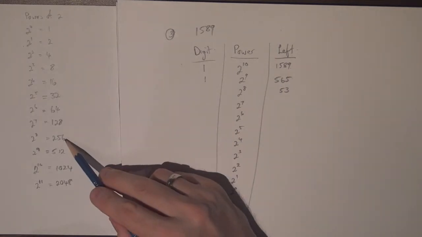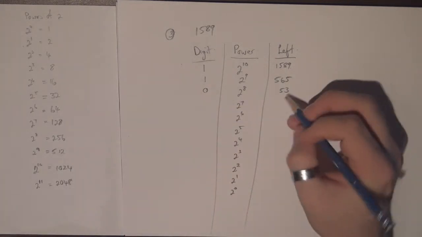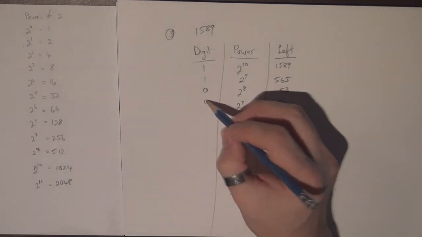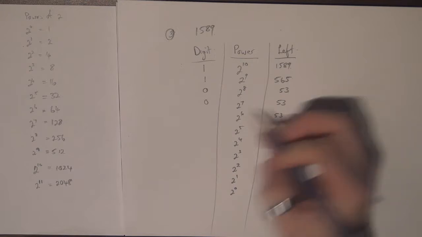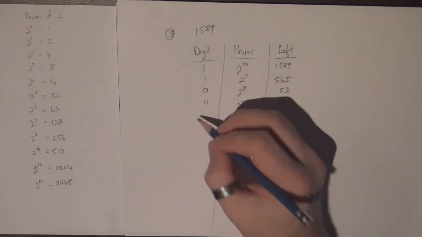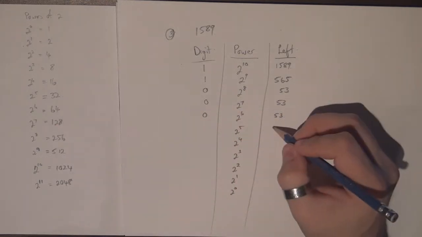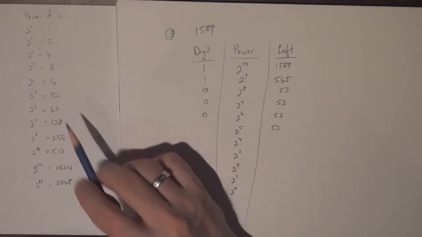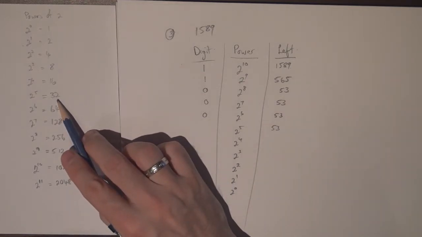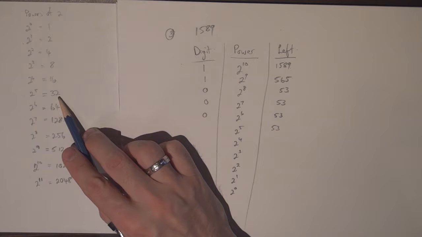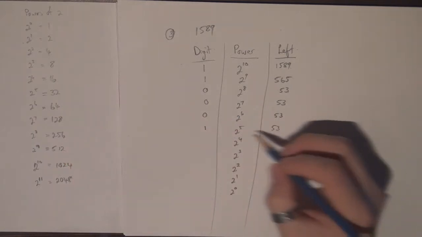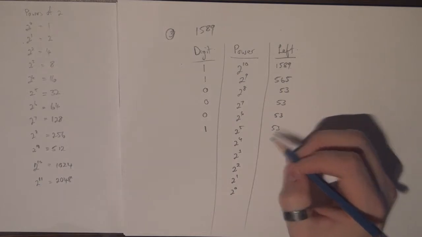Now 2 to the 8 is too big. Still 53 left. 2 to the 7 is too big. Still 53 left. 2 to the 6 is too big. It's getting closer, but too big. Still 53 left. 2 to the 5, that is good enough to fit. 32. So I'm going to fit in one of those. How much do I have left?